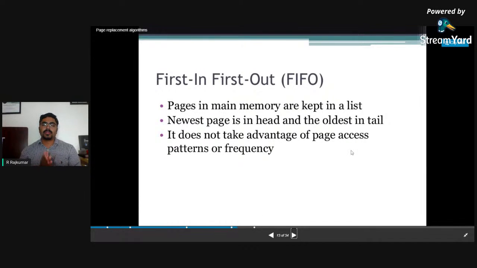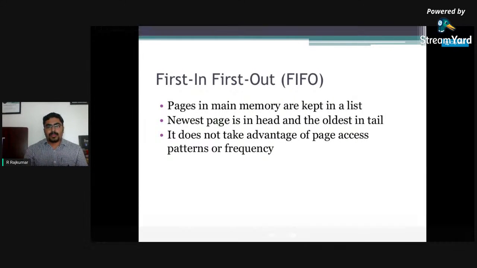So first in first out works as a queue. As a queue structure, whichever page goes in first can be replaced first. I mean, that is the page replacement algorithm, and the newest will be in the tail. The pages in the main memory are kept in a list. The newest page is the head and the oldest is the tail, and it does not take advantage of the page access patterns or frequency.